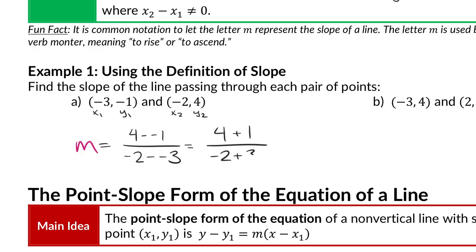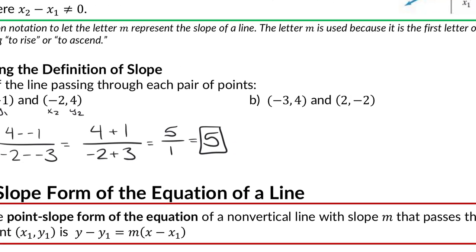So we're really doing 4 plus 1 on top and negative 2 plus 3 on the bottom. Well, easy peasy, 4 plus 1 is 5, negative 2 plus 3 is 1, which means the slope of this function is 5. Rise 5, run 1. Rise 5, go to the right 1. So let's do this again on the next problem.